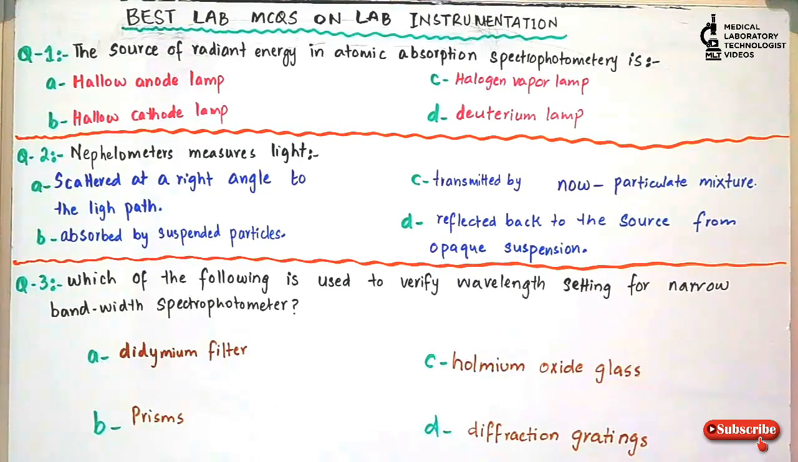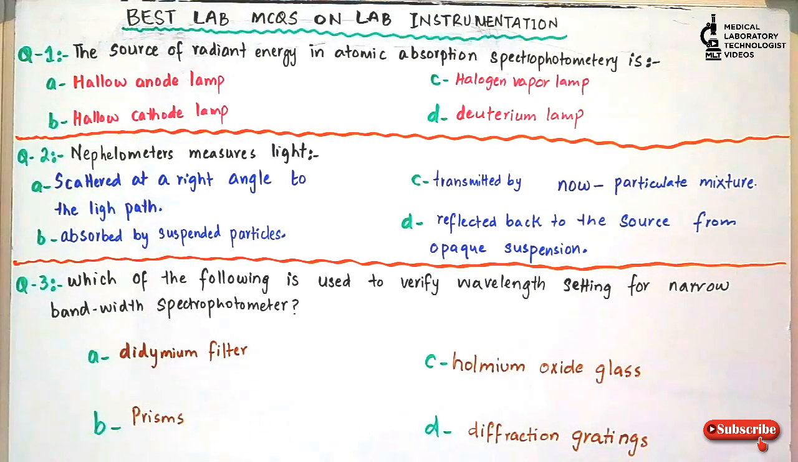Welcome back, friends. Today we will discuss the best lab MCQs on instrumentation, and in these MCQs basically we will focus on the principles of instrumentation, what type of instruments are used and what are their principles. So basically the principles of instruments will be discussed in these MCQs, and I hope these MCQs will be very helpful for your studies, and from a working point of view also you can understand what type of principles machines are using. So we will start our MCQs.